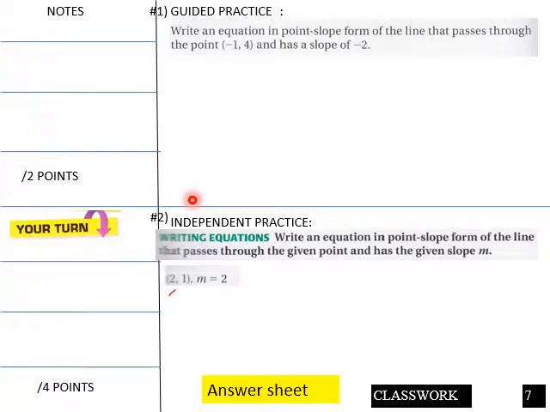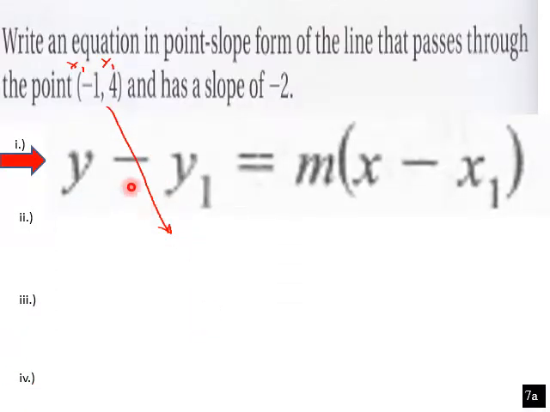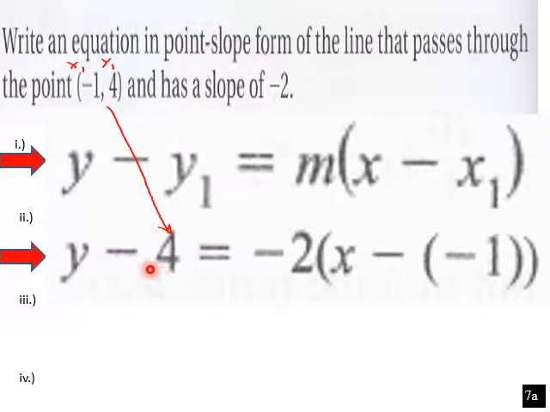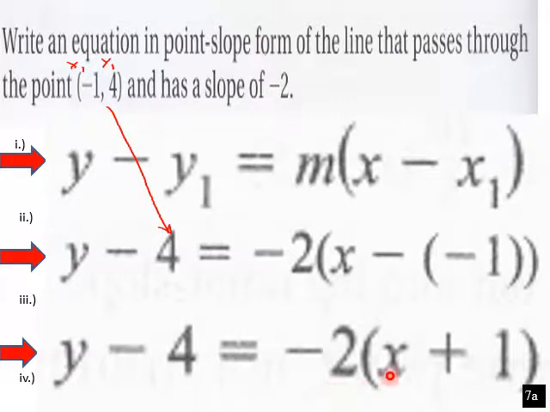Okay, so write an equation in point-slope form. The line passes through -1, 4 and has slope -2. Okay, so we're going to do that here. Here is our original formula for that. Now we're going to sub in: y minus 4, so y1 here is 4, minus this, and then -2 times the quantity x minus the -1 here, and that becomes -2 times x plus 1. Here it is in point-slope form.